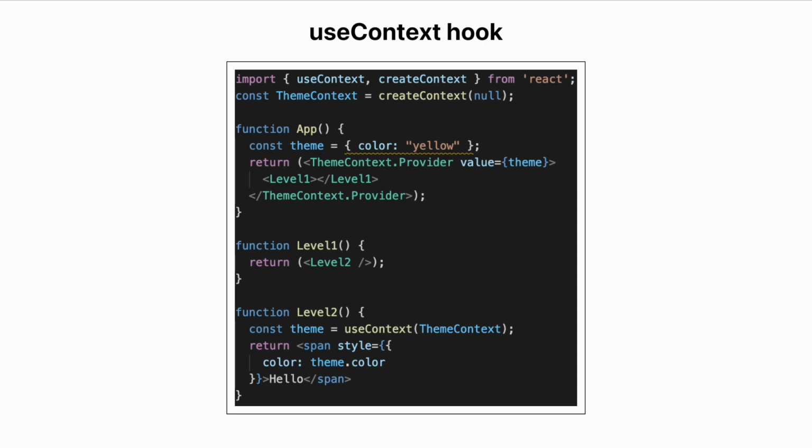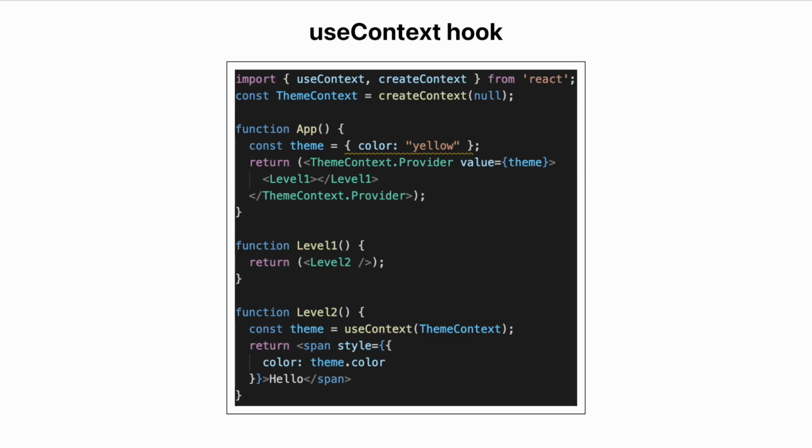The Level 2 component accesses the theme object using the useContext hook. useContext returns the context value. It is determined as the value passed to the closest ThemeContext.Provider above the calling component in the tree. If there is no such provider, then the returned value is the default value we have passed to the createContext method. React re-renders all the children components that read some context starting from the provider that receives a different value.